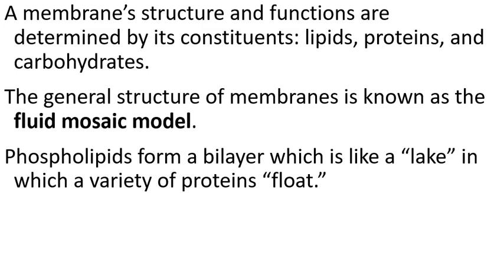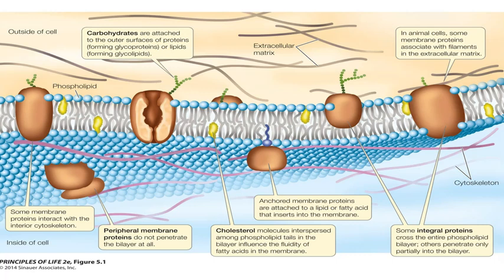A membrane's structure and function are determined by its constituents: lipids, proteins, and carbohydrates. The general structure is known as a fluid mosaic model. Fluid means things float, like in a lake, and mosaic means it's constantly changing and made up of different molecules. Here's a great picture that I would almost star and highlight that you need to know about.